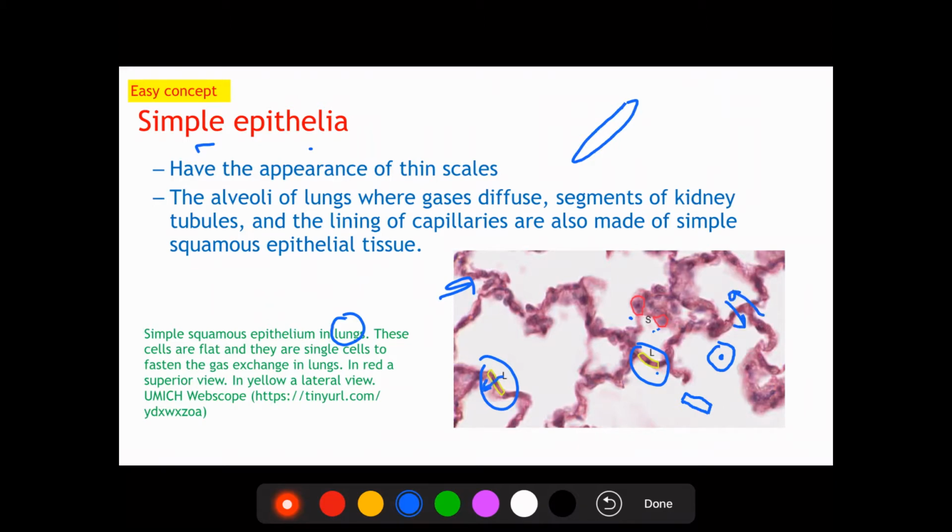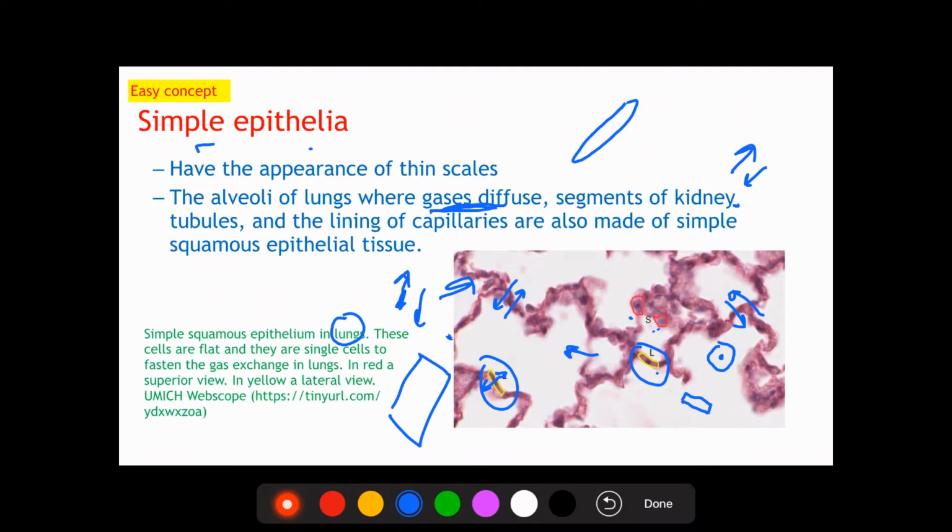Okay, that's why they are super thin, so they can allow oxygen and CO2 to diffuse in and out. So we need them here, for example, to facilitate gas exchange. We can find them also in some segments of the kidney where we need exchange of materials. So we will find simple epithelia in areas where exchange of materials is needed, because we don't want much thickness.